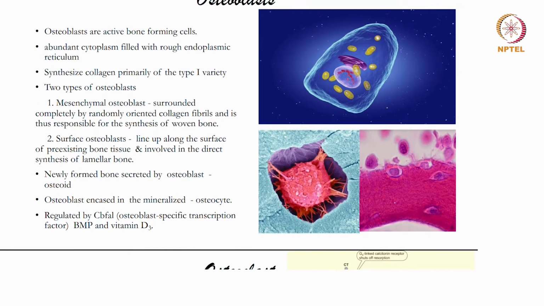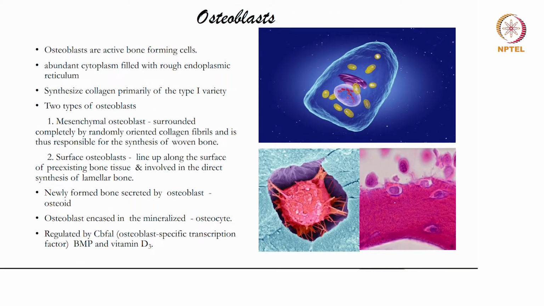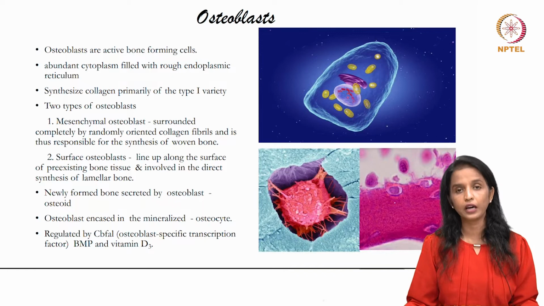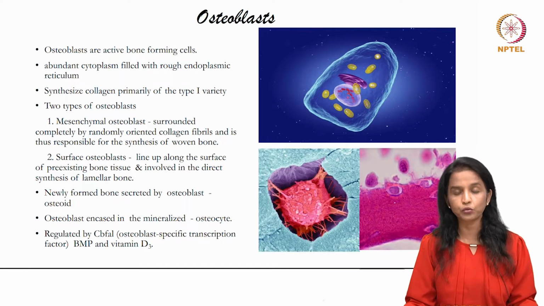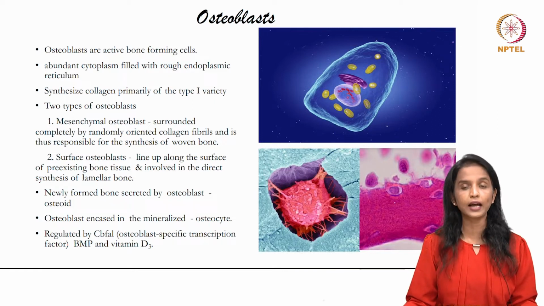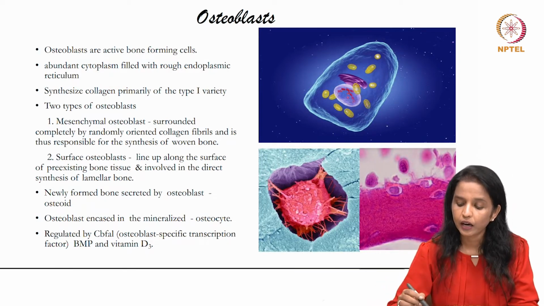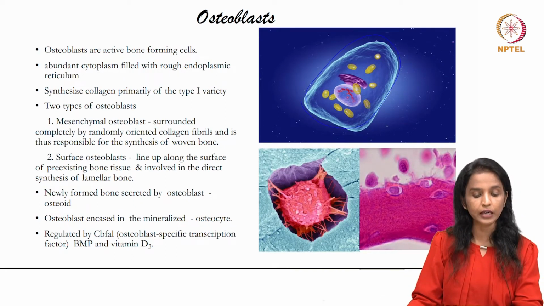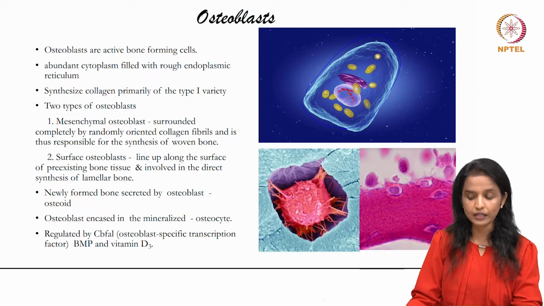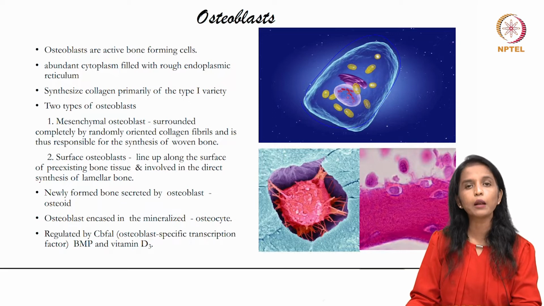The first and most important formative cell is the osteoblast. The formative cell of bone, dentine and cementum is called the osteoblast, whereas in enamel it is called the ameloblast. The osteoblast has a very prominent polygonal outline, and these are actively bone forming cells, very prominent and plump in appearance.